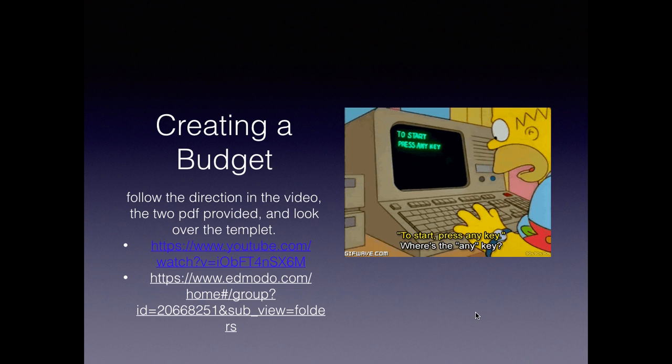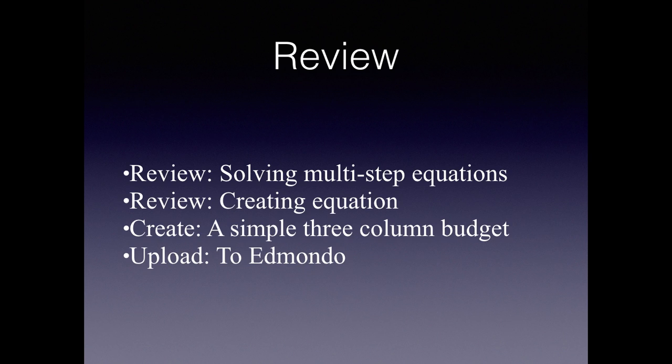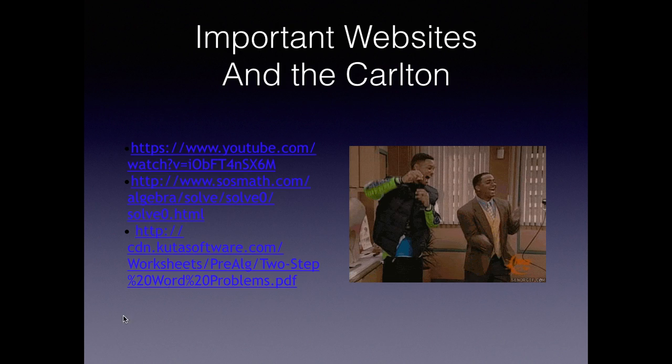Now you have those in your back pocket. I need you to remember that solving multi-step equations is one of the most important things in order to create a successful budget. Creating equations is the cornerstone of creating your budget. And don't forget, you need to create a 3-column budget where you add two columns and subtract it from the third column. The instructions are on our website. Please go over them and let me know if you have any questions, and make sure to upload it to our class website.